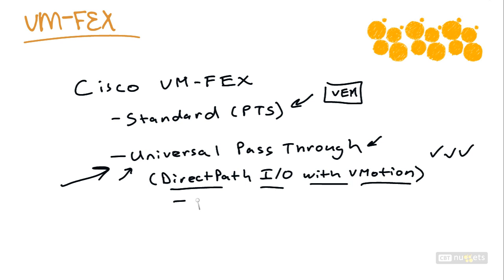Notice how this is called direct path IO with vMotion. Yeah, there was a direct path IO approach used, but unfortunately, you couldn't use vMotion with that technology. So now universal pass-through is called by VMware direct path IO with vMotion. Now, you look at this universal pass-through approach of Cisco VM-FEX and you say, give it to me. Yeah, you say, I want that unbelievable performance associated with that.